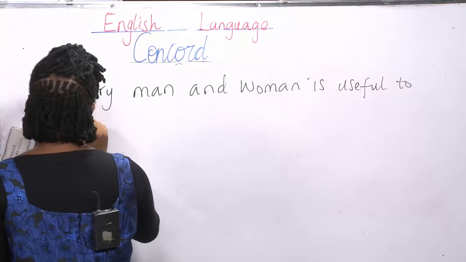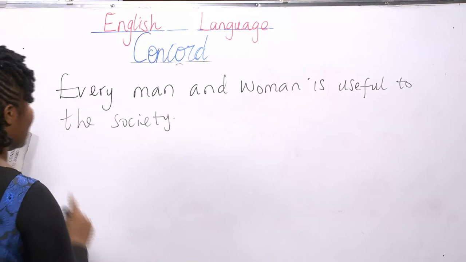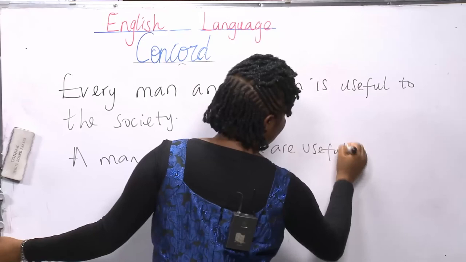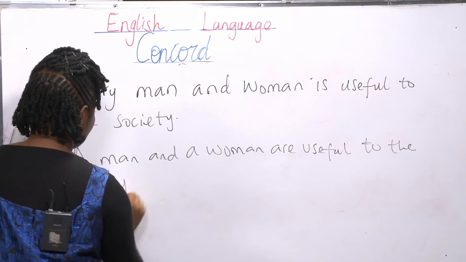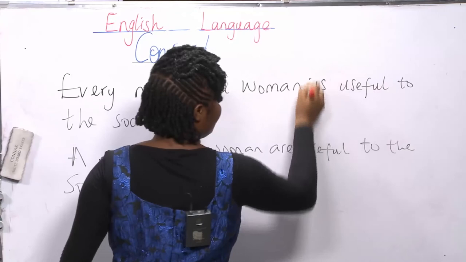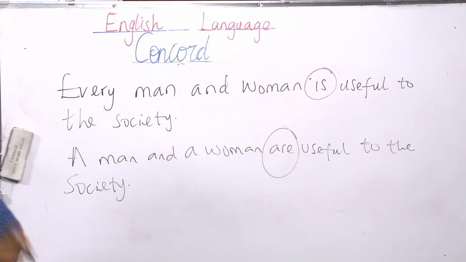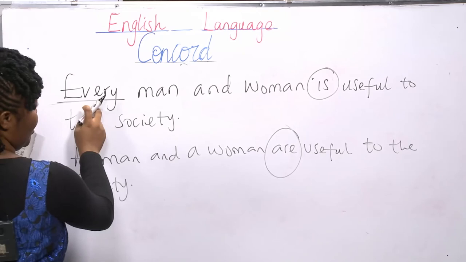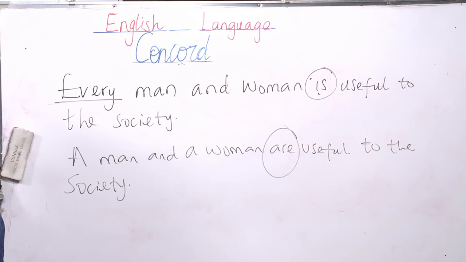Now, let's stop here and look at this other one. Here, I used the verb is. And here, I used the verb are. Now, what makes the difference? Because here, we have an indefinite, which is every. Because we have used every here, this becomes a singular verb. So, every man and woman is useful, not are useful.